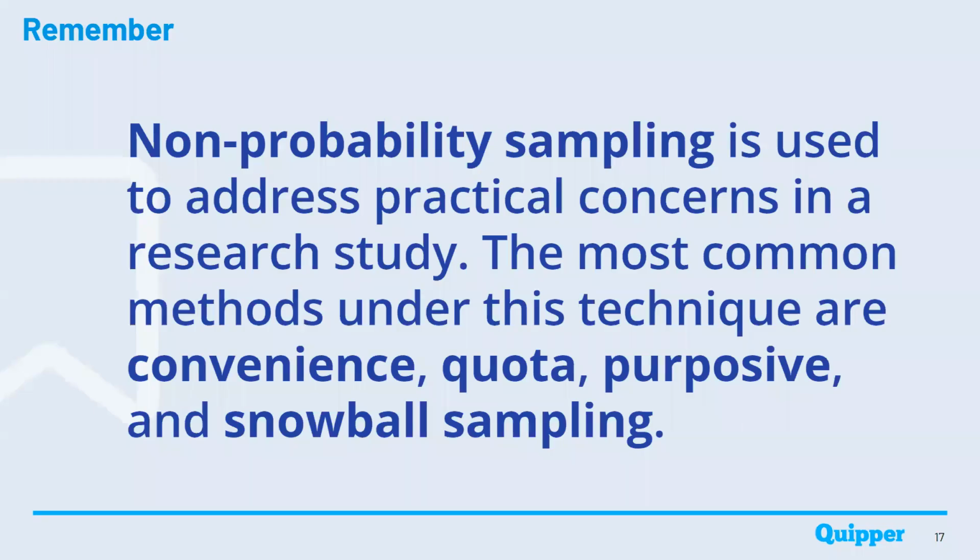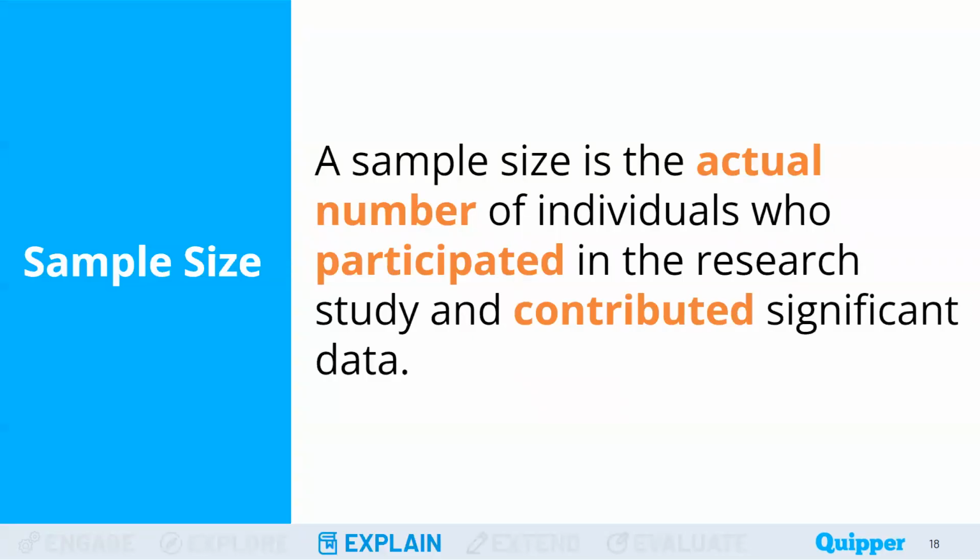So remember, non-probability sampling is used to address practical concerns in a research study. The most common methods under this technique are convenience, quota, purposive, and snowball sampling. Sample size. The sample size is the actual number of individuals who participated in the research study and contributed significant data.